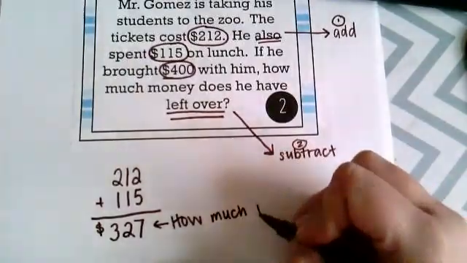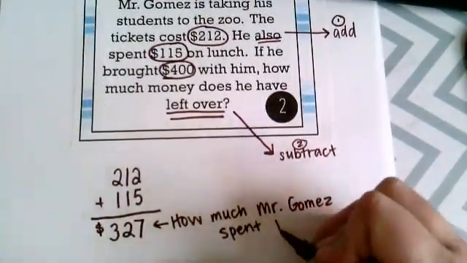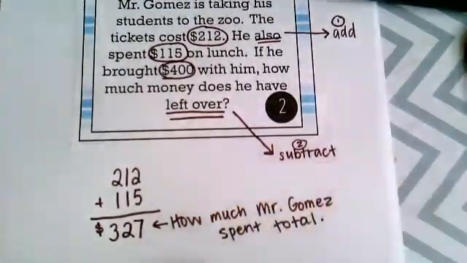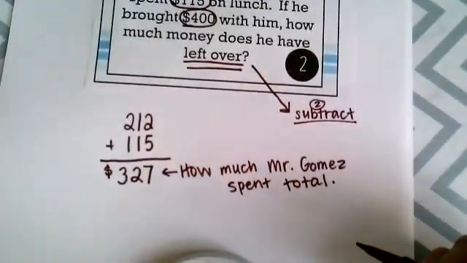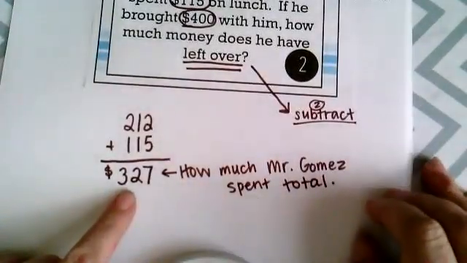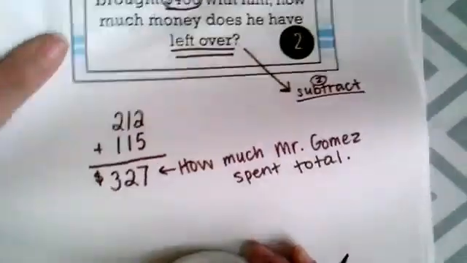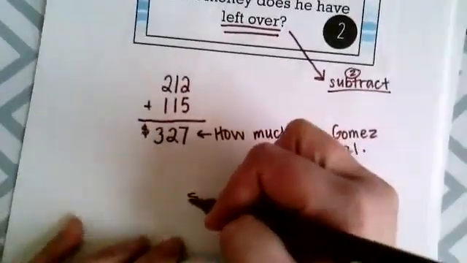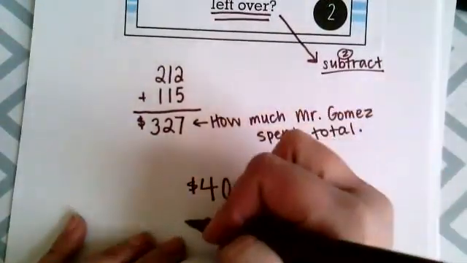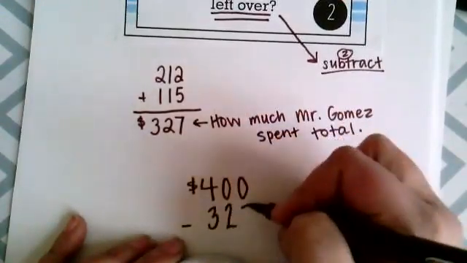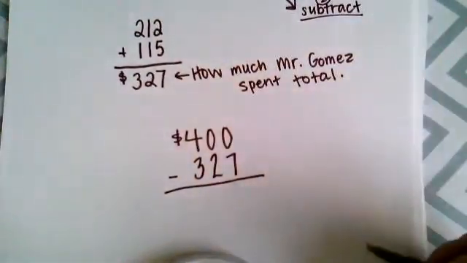That is not the answer, is it? No. That is how much Mr. Gomez spent total. So now we're ready for step two, which was to do what? Subtract. So can I do 327 minus 400? No, because 400 is a bigger number. When we subtract, we got to put that bigger number first. So it's going to be $400 minus $327.